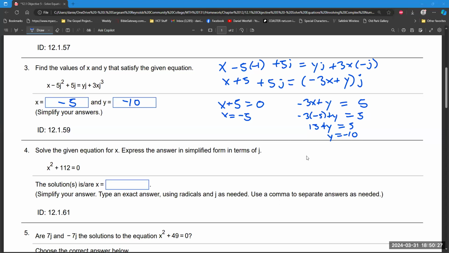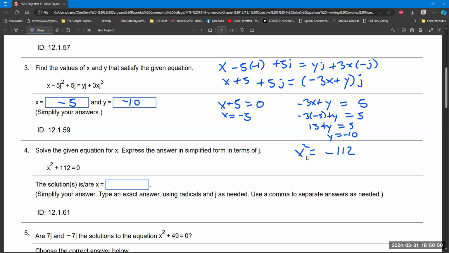Let's look at number 4. We solve this equation here. x squared is going to be negative 112. And 112 is not a perfect square. It's somewhere between 100, which is 10 squared, and 121, which is 11 squared.